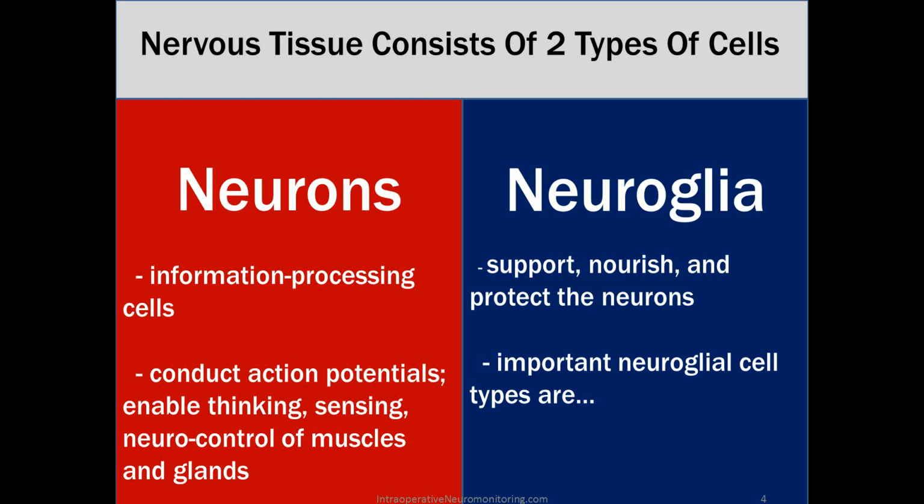So when we break it down to the very beginning parts of things, we have two types of cells. We have neurons and neuroglia. The neurons are the information processing cells. They conduct action potentials. They enable thinking, sensing, and control of muscles and glands. The neuroglia are the supporting cells. They nourish the neurons and they protect the neurons structurally.